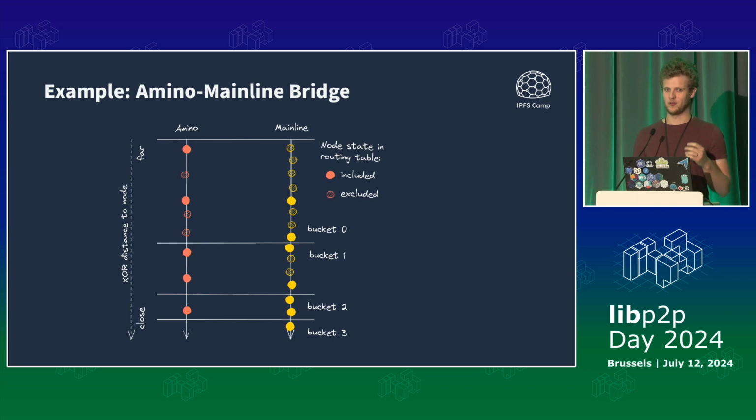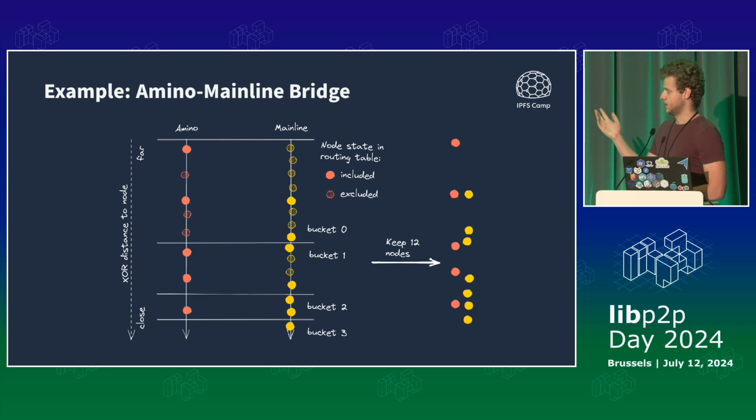That's one requirement that's a bit hard, because if you have an identity in the Amino DHT and in the mainline DHT, you would basically need to brute force until you generate an identity that is close enough. In this case, you will need to select peers both from the Amino DHT and from the mainline DHT, with the same criteria as before, so 2 peers for each bucket. It means that we would keep, in this example, 12 nodes in the end in the routing table.